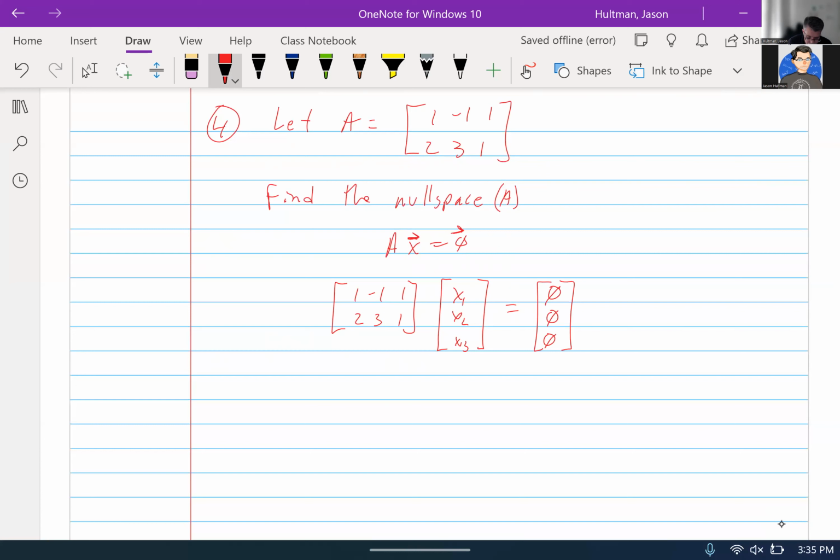Okay, so does this work? Let's see what happens. So one, oh, this should be 2. I'm sorry. That should just be 2. Yeah, that's our 0 vector.